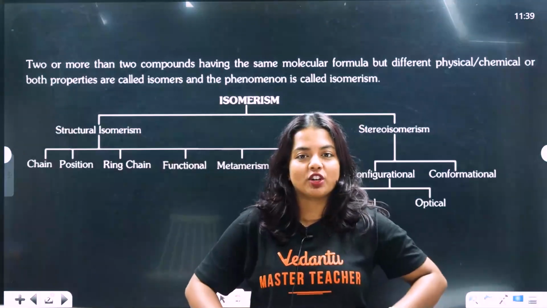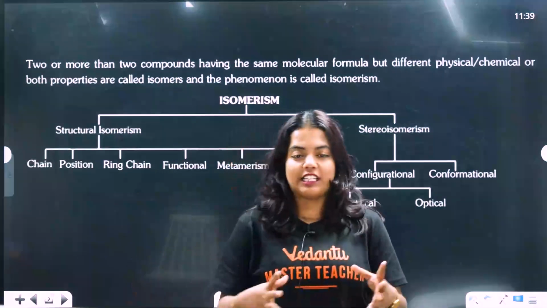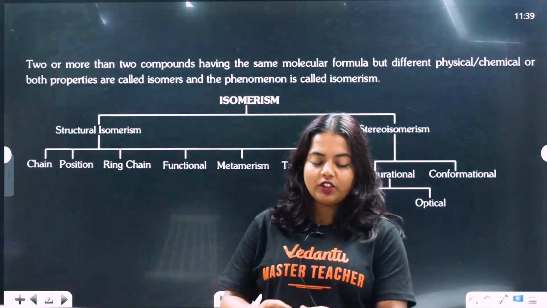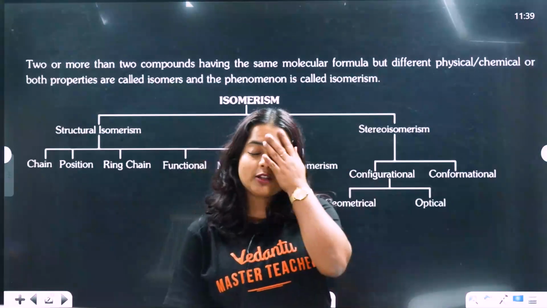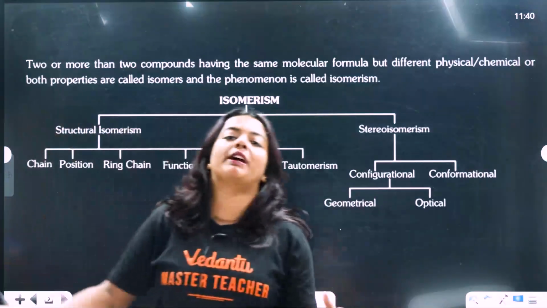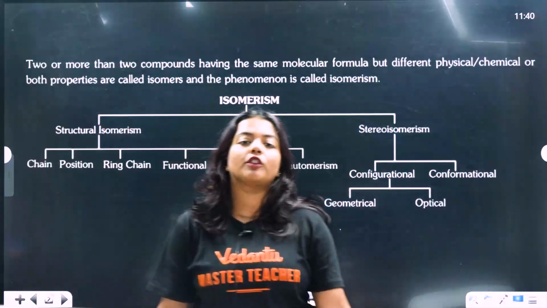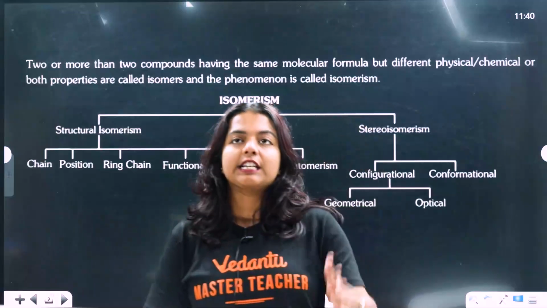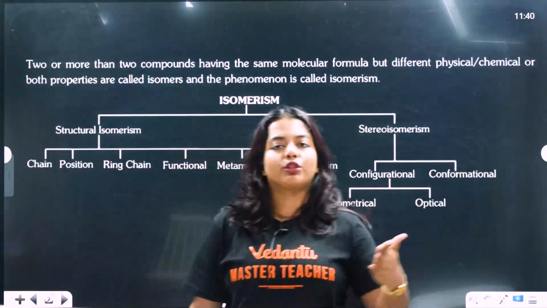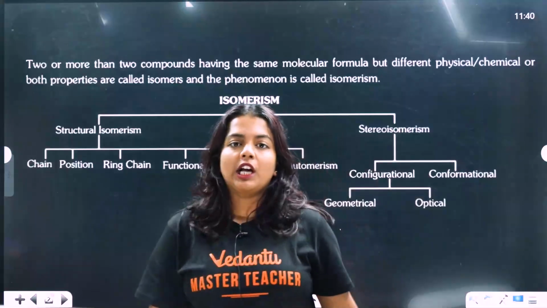So today we were looking at our one shot series. In the one shot series, we thought of starting organic. So before starting with organic, we have to go for isomerism. Isomerism is very important, because only then can we understand organic chemistry better. So I thought of taking isomerism first. Then we can look at the remaining chapters one by one.